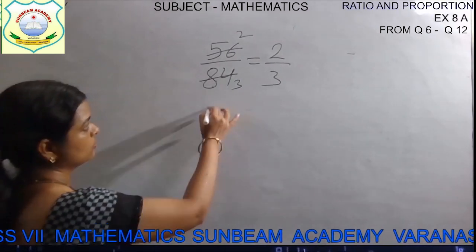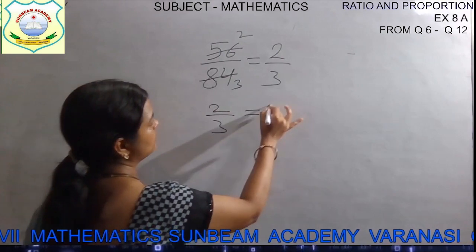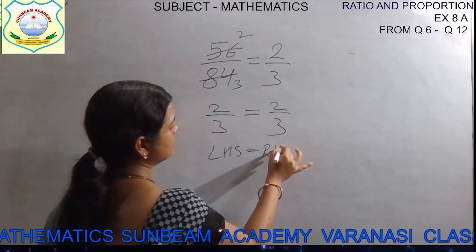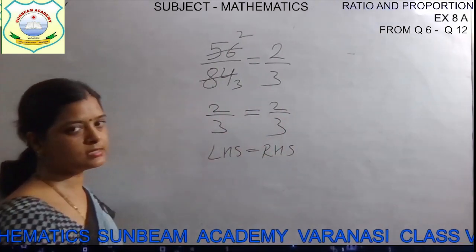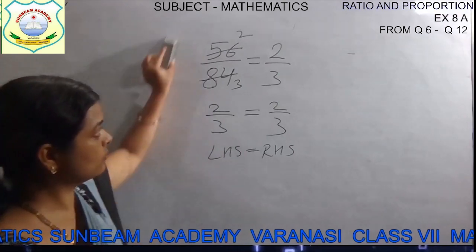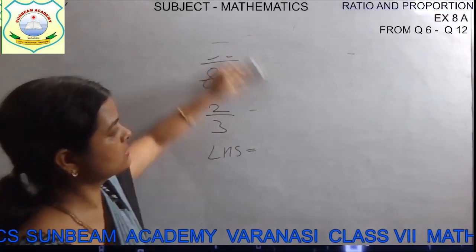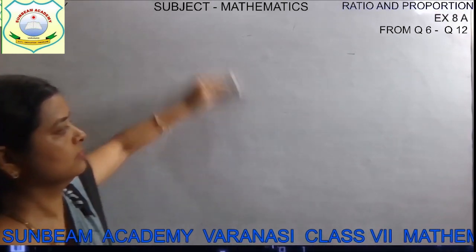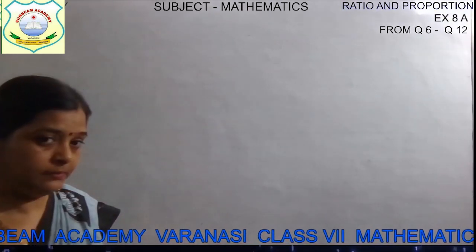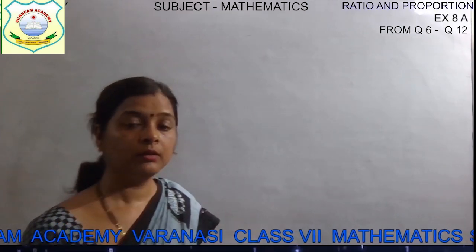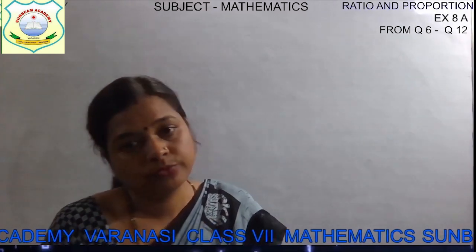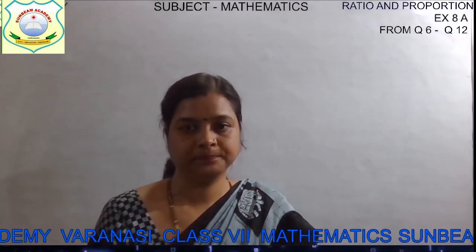Clear? So 2 by 3 is equal to 2 by 3. LHS is equal to RHS. Hence our answer is correct. What are those two numbers? One number was 49 and another number was 77. Clear? In that, if you add 7, then you will get the answer in the ratio form, that is 2:3.